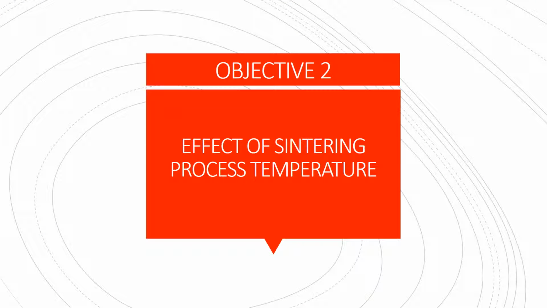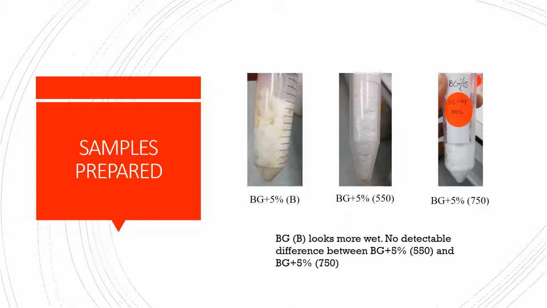As for the second objective, the first parameter observed was the effect of the sintering process. The samples were prepared as shown. The bioactive glass with 5% CNF before it was put into the sintering process was seen to look more wet. However, there were no observable differences between the bioactive glass at 550 degrees Celsius and the bioactive glass at 750 degrees Celsius.